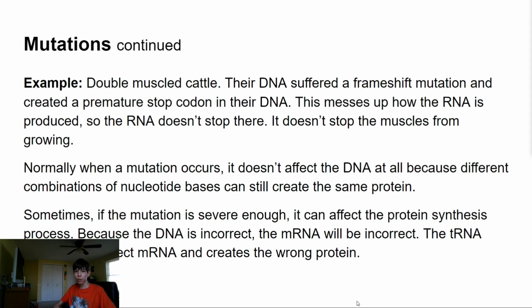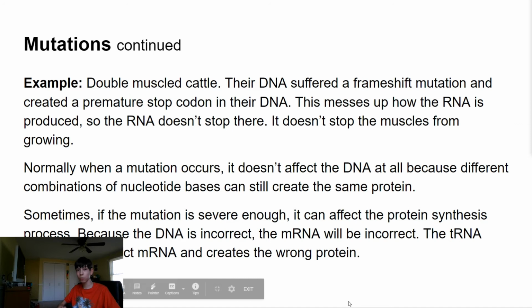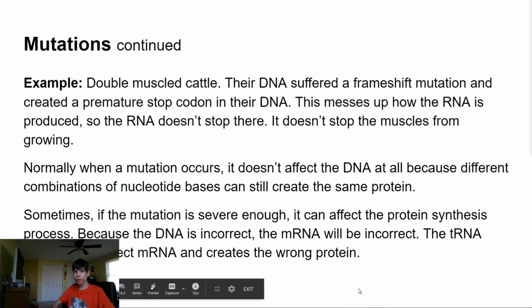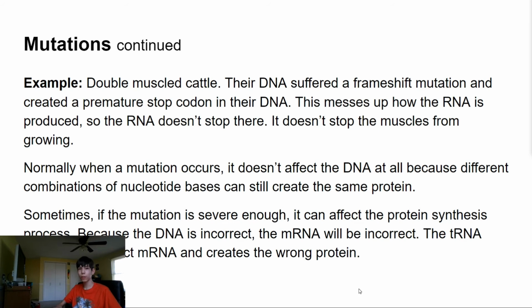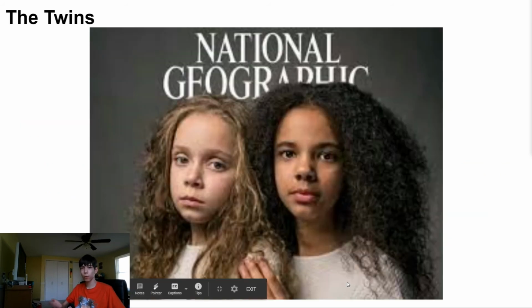Normally, when a mutation occurs, it doesn't affect the DNA at all because different combinations of nucleotide bases can still create the same protein. Sometimes, though, if the mutation is severe enough, it can affect the protein synthesis process. Because the DNA is incorrect, the mRNA will be incorrect. Because of that, the tRNA reads the incorrect mRNA and creates the wrong protein. You need to know mutations because maybe there's a mutation in the girl's skin cells that made them this way, one white and one black.